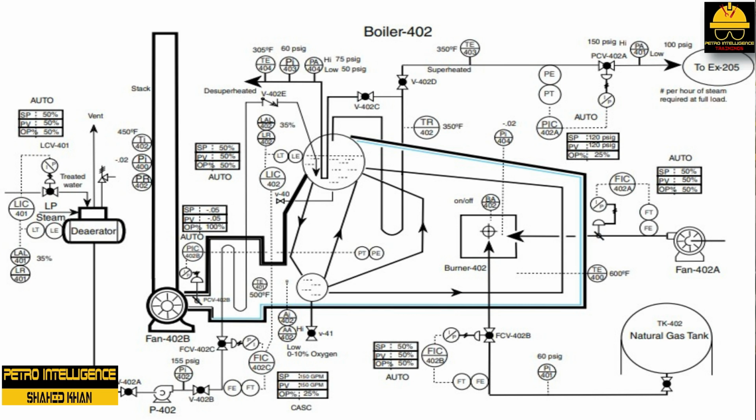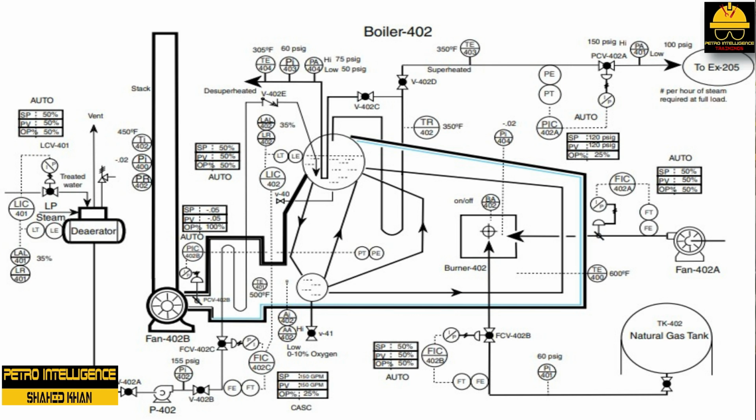10. Open PCV 402B to 100% and leave in manual. 11. Open FCV 402A to 100% and leave in manual. 12. Ensure boiler has been purged with steam for 10 minutes. 13. Monitor process pressures and level in TK 402. 14. Ensure pilot light on burner 1 is active. 15. Set FIC 402A to 50% and place controller in auto.